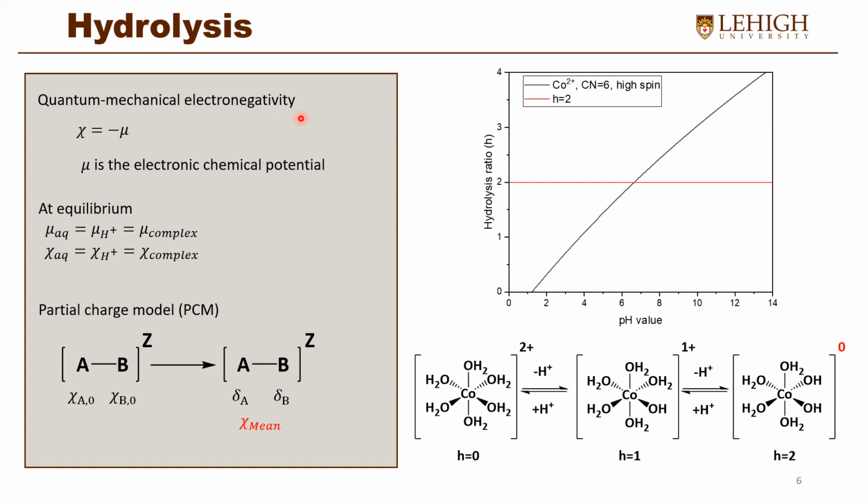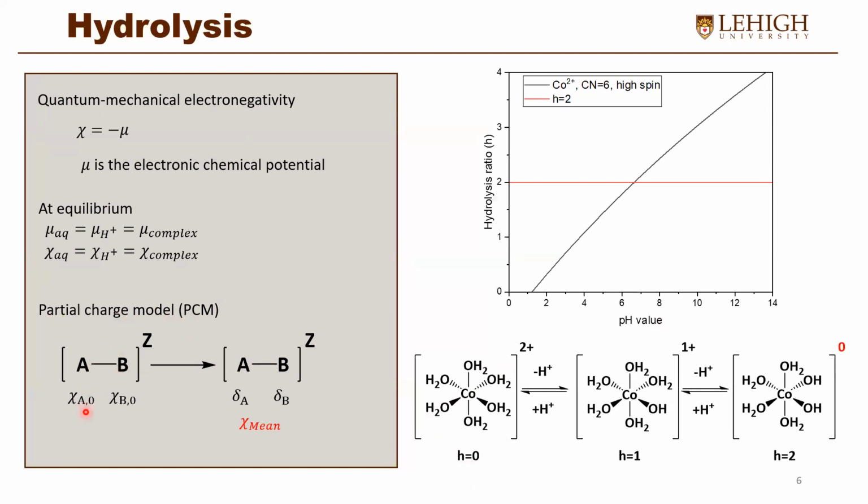The electronegativity can be defined as the negative chemical potential. Because it's a chemical potential, we can assume that at equilibrium, each species' chemical potential is the same. That means the electronegativity of each species will be equal. The electronegativity of protons we can calculate from the pH value and the pure water system. And for the electronegativity of the complex, we can use the partial charge model to calculate the whole complex electronegativity.